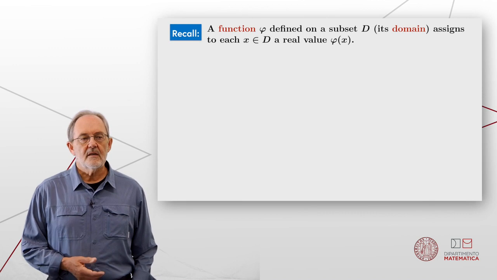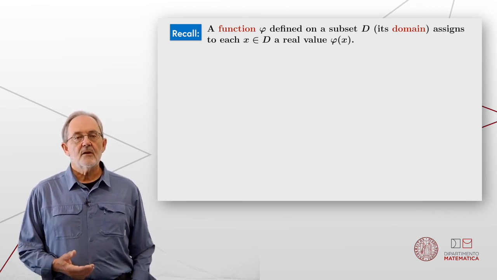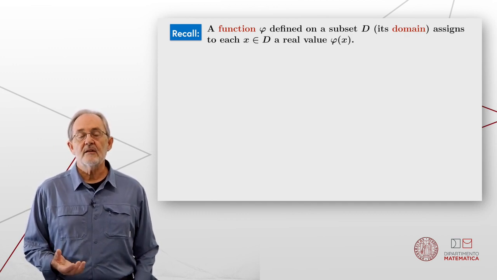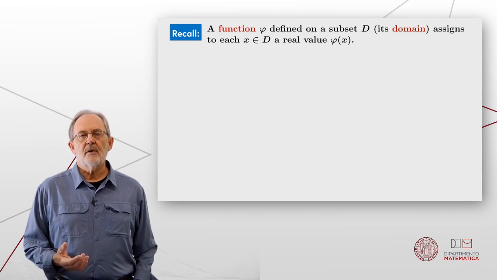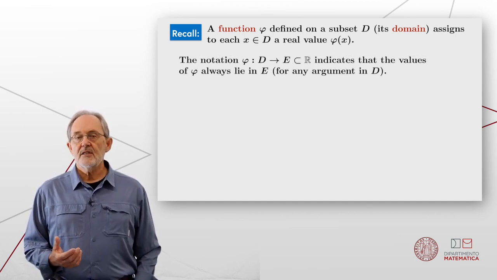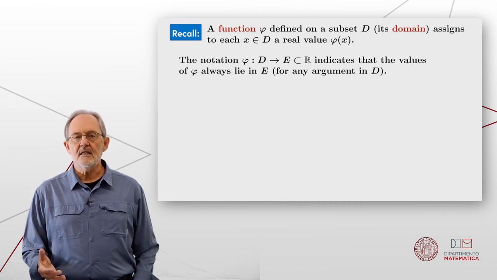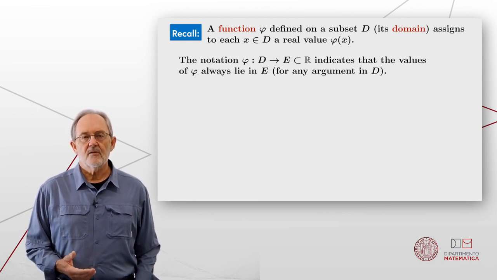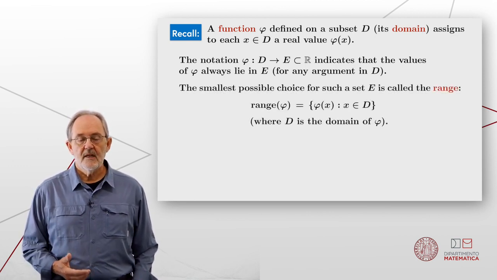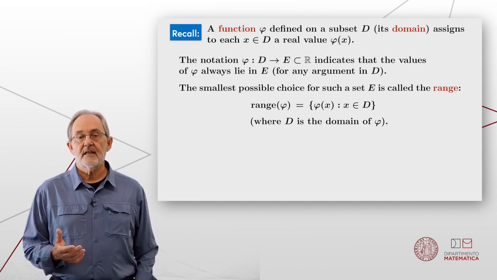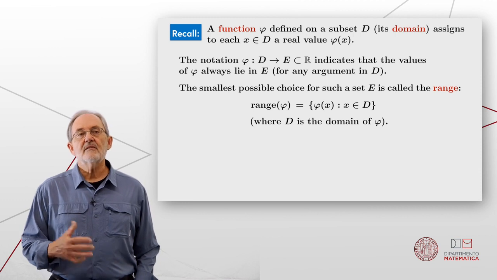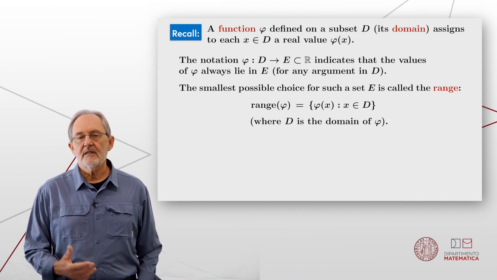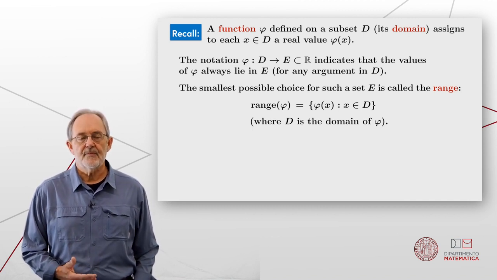So, a function, let's give it the name phi, means a rule that gives to any point x in a set D, called the domain of the function, a value that we denote by phi of x. When you use the notation phi maps D to the set E, this indicates that the values of phi always lie in the given set E, no matter what the x is in the domain. The smallest possible choice for such a set E, evidently, is the set of all values that phi takes as x ranges over the domain D. The set of all these values is called the range of the function phi.